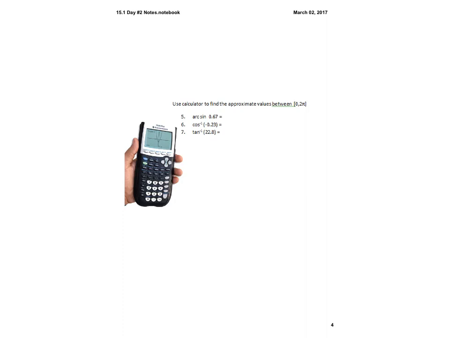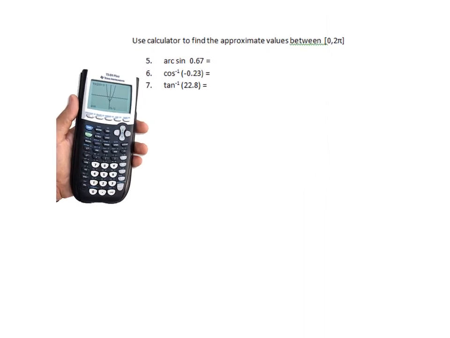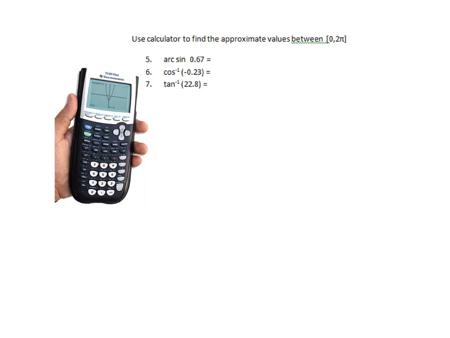So a little bit of calculator stuff. You remember I said that your calculator doesn't have the arc sine button. The arc sine button is the inverse sine button. It's on my calculator, it's blue and it's above the sine key. So it looks like this. Number 5 would be inverse sine of 0.67.